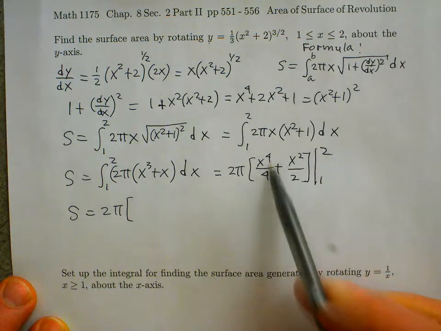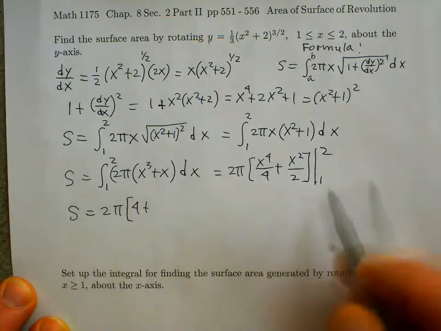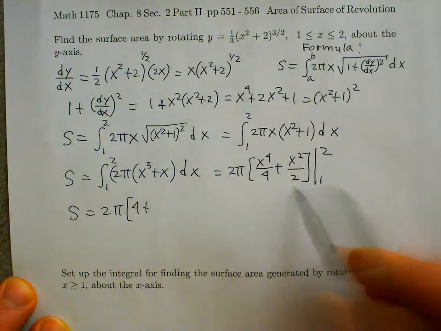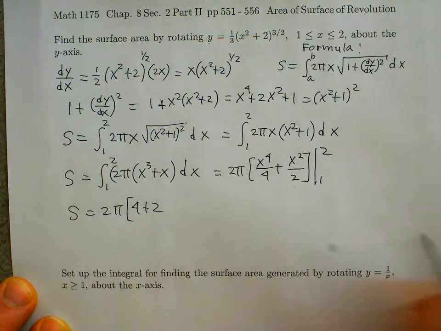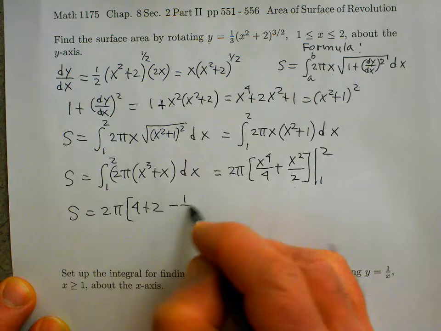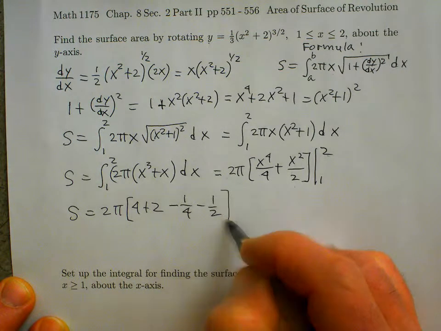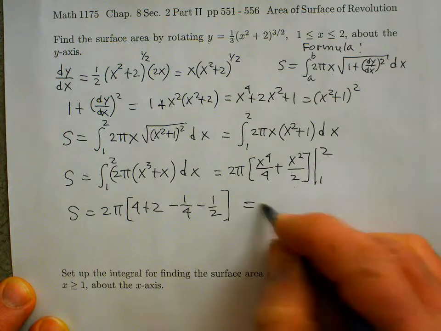Okay, 2 to the fourth is 16. 16 divided by 4 is 4. Plus 2 to the second divided by 2 is plus 2. And then minus 1/4 minus 1/2. So just a little bit more work here.